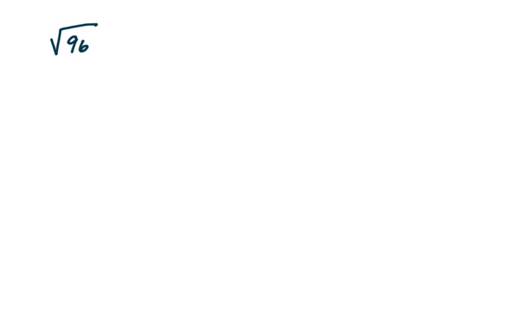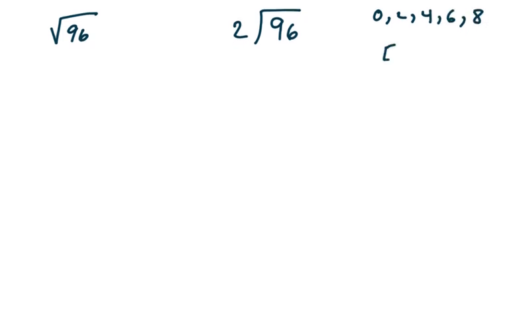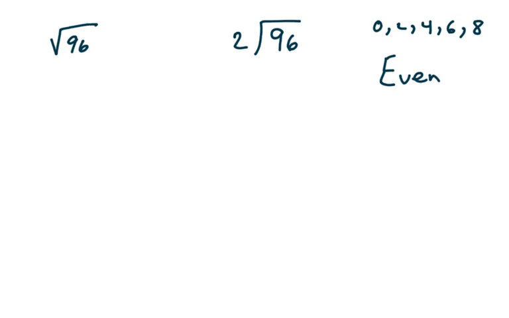So first one is we're going to factor out the square root of 96. If you don't know what 96 breaks down into, then you know it's even because it ends in a 6. Remember, we said if it ends in a 0, 2, 4, 6, or 8, it means it's even. And even just means it's divisible by 2. So I'm going to divide through by 2.